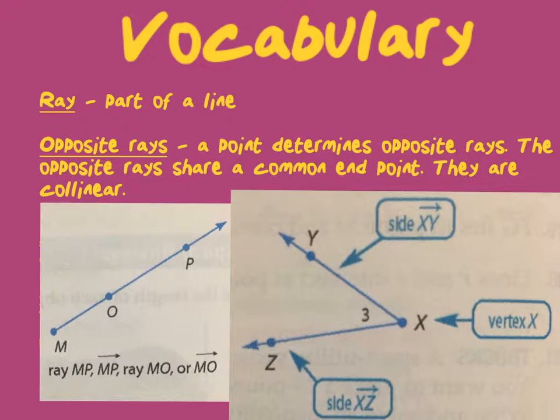I could do a ray like this if I were to extend this line, and I could put point Z, and there's my ray, and now XY is an opposite ray to ray XZ. They share the common point X, but they go in different directions, but they are collinear because they're on the same line.